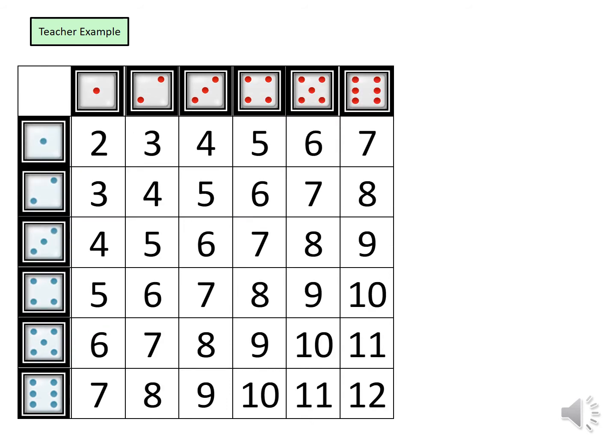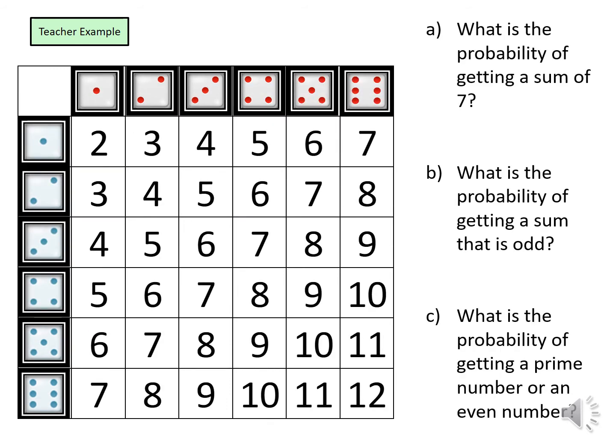Okay, let's go through an example. On the left hand side, this is our sample space diagram. That's this diagram here. And all the bits in the middle, these are our total outcomes. This is how many outcomes we can have. So if we count how many of these numbers we have, that is our total outcomes. So our total outcomes are 36. So we have 36 possible outcomes.